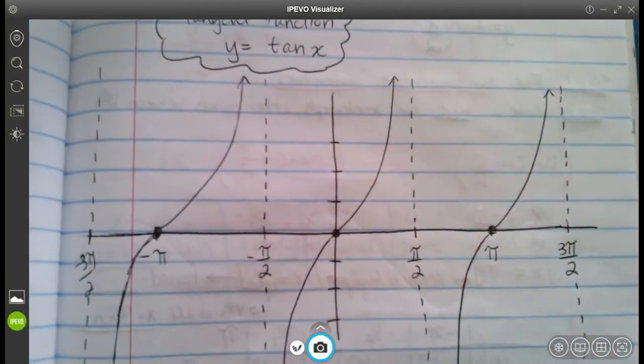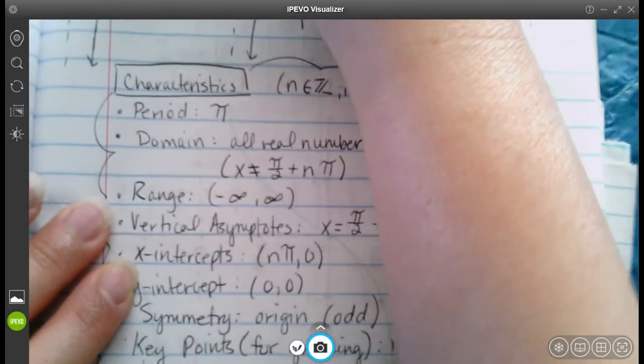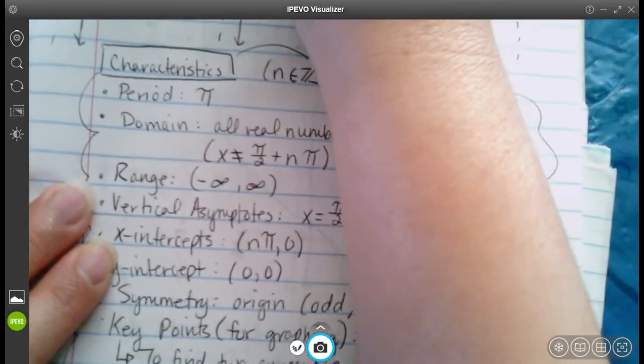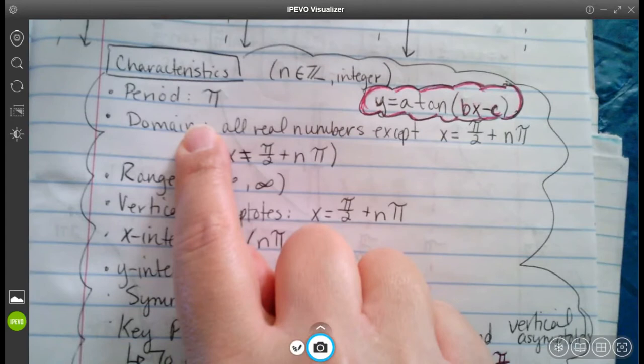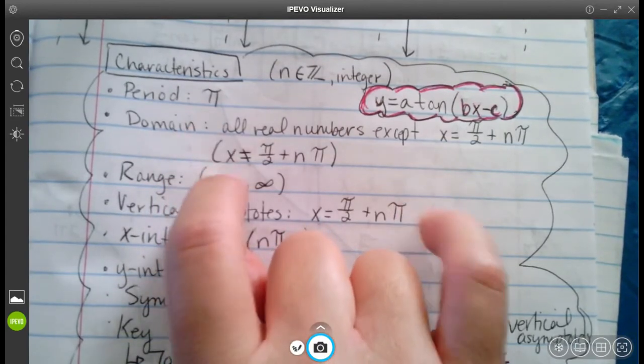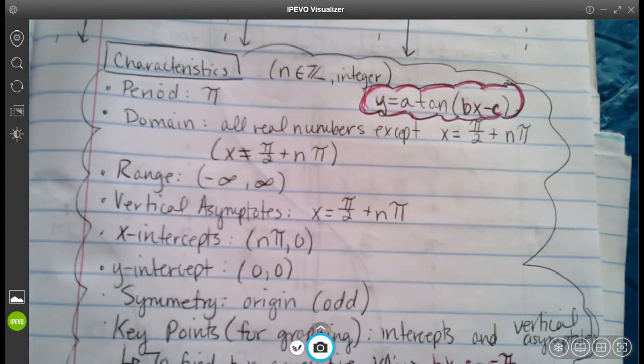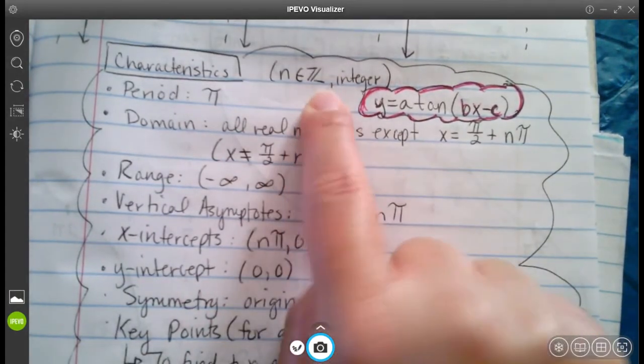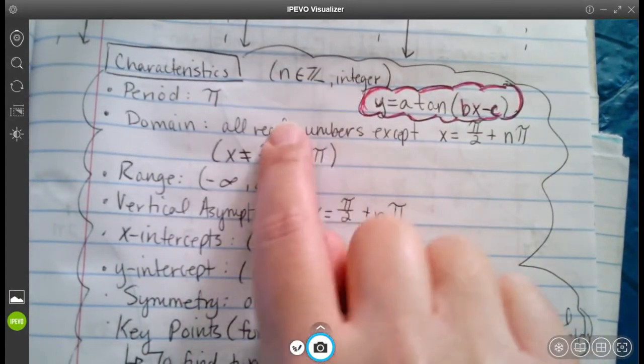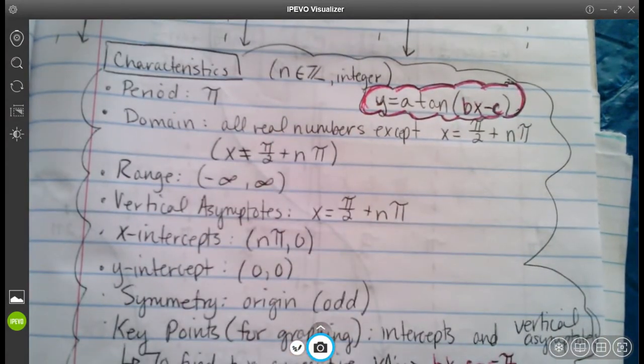Here are some of the characteristics that are important. A lot of stuff to copy on this first page. The period for this one is pi, because like I showed you, you have that pattern going on between an interval of pi. And don't forget that n is going to be an integer, which we mentioned in the previous video. The domain is all real numbers except for those asymptotes.